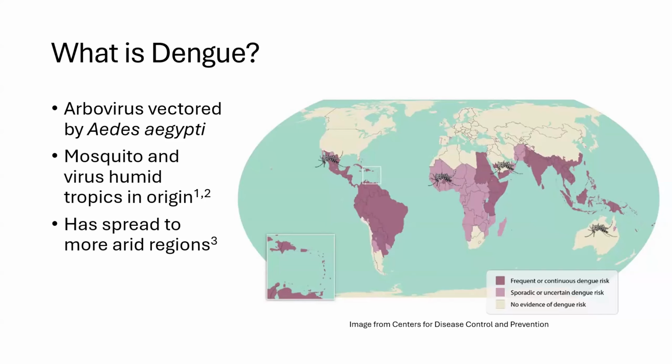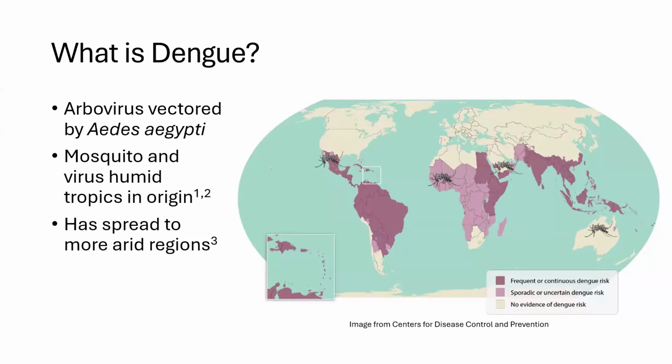Since then, it has spread globally to different regions, including significantly more arid regions such as Australia, Saudi Arabia, and northern Mexico. So one of the things we're interested in as dengue spreads globally is what factors limit dengue, what keeps it from going further than some of these regions.